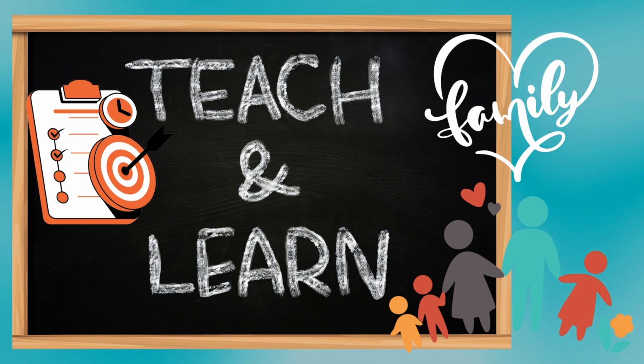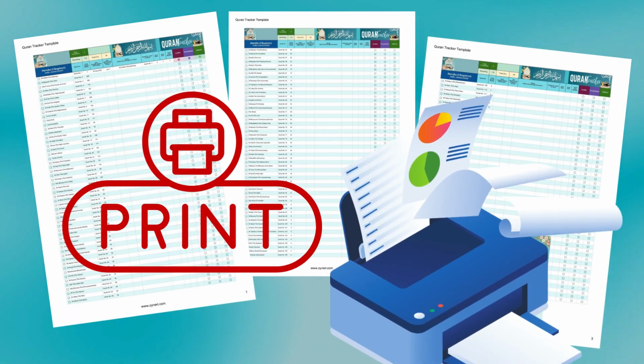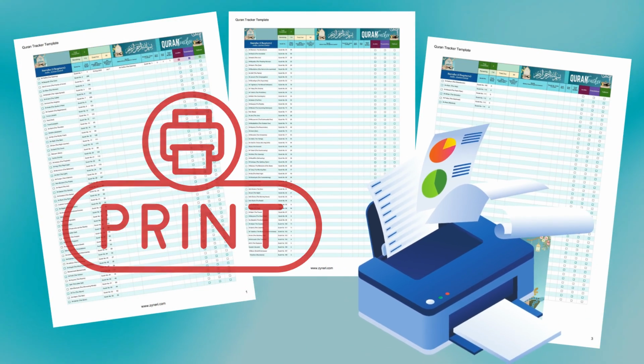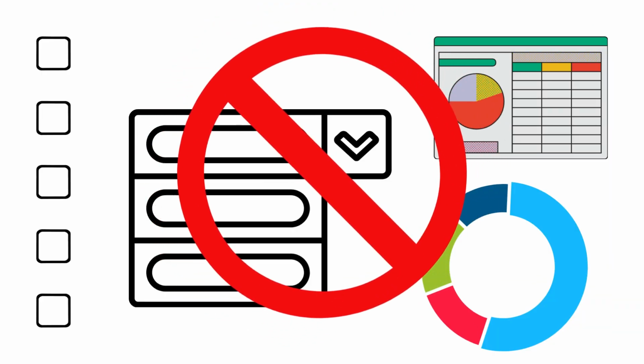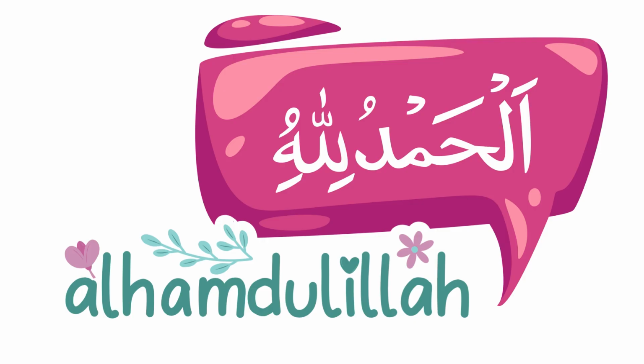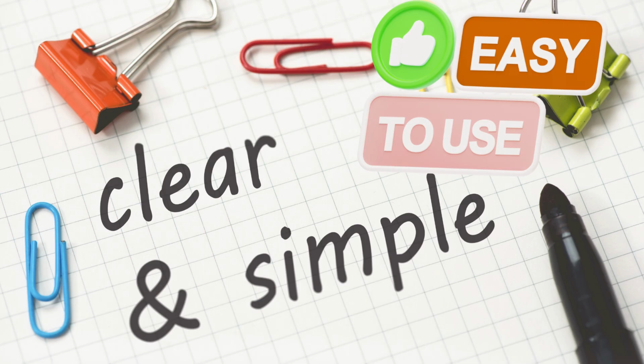You can also print the Quran Tracker if you prefer a physical copy. Just note that the checkboxes, drop-downs, and progress graph only work in the digital version. Alhamdulillah, that's how simple it is to use the Quran Tracker.